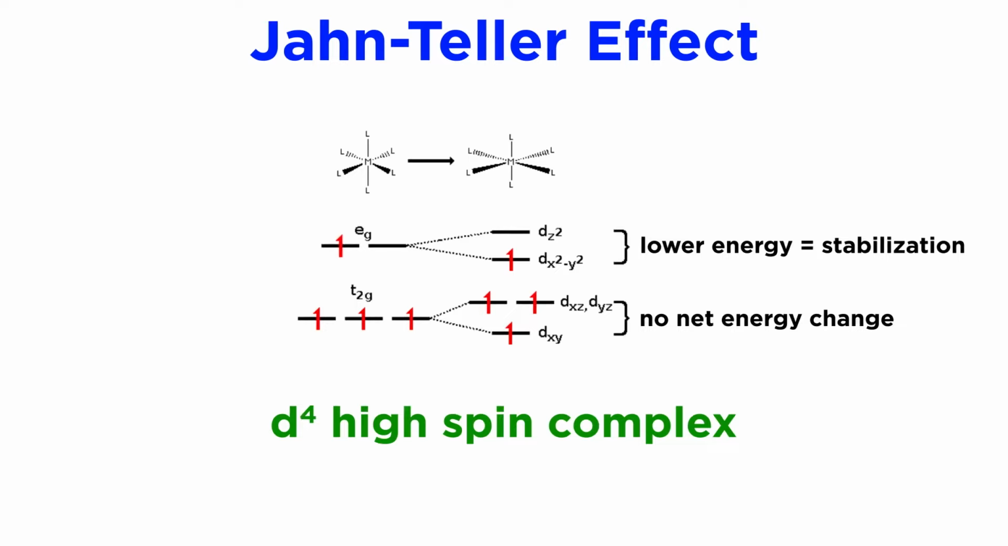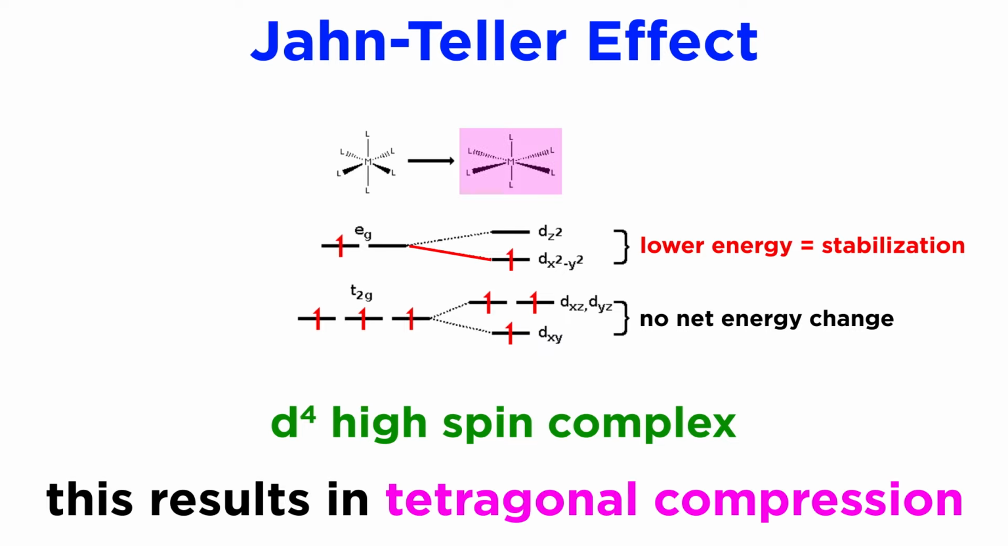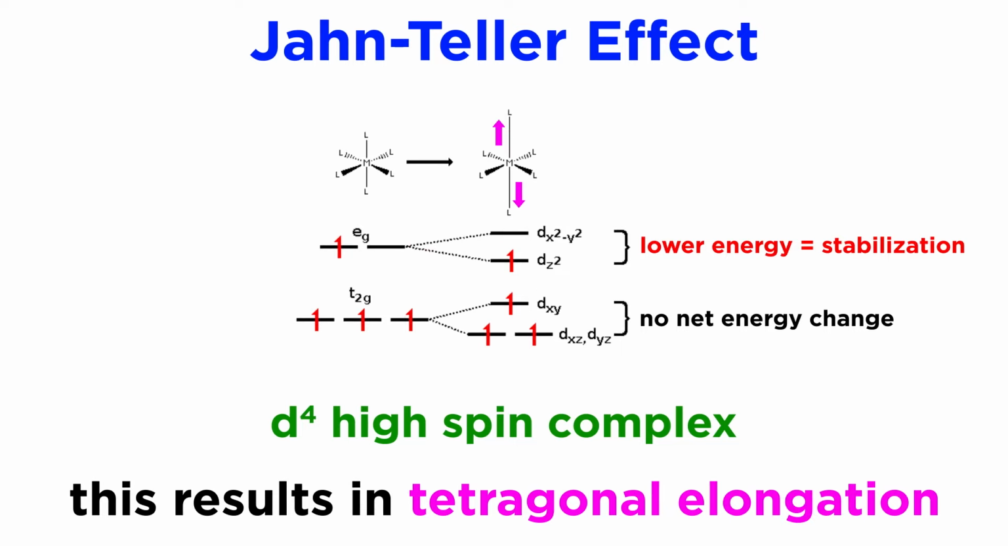First, a d4 high spin complex. For these orbitals down here, there is no net energy change. But for the ones up here, this lone electron will become lower in energy as it moves to the dx squared minus y squared orbital. This stabilization produces a tetragonal compression, so the metal ligand bonds along the z-axis will compress. If instead the dz squared orbital is the lower energy orbital for a d4 high spin complex, we will get the same stabilization, but we will observe tetragonal elongation, where these bonds will stretch instead of compress, due to the shape and orientation of the dz squared orbital.